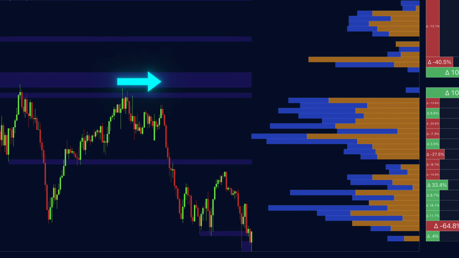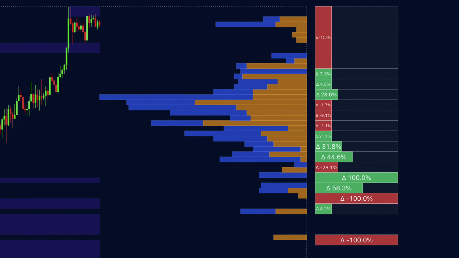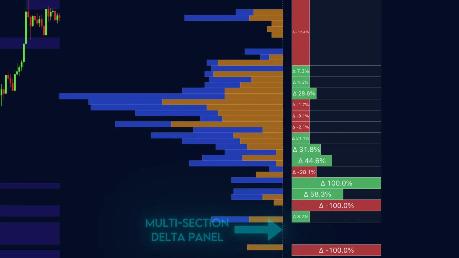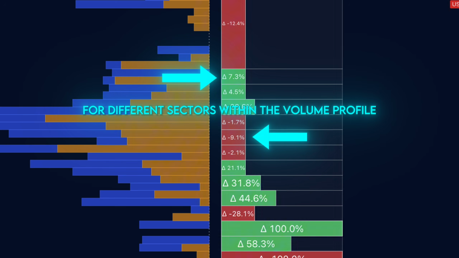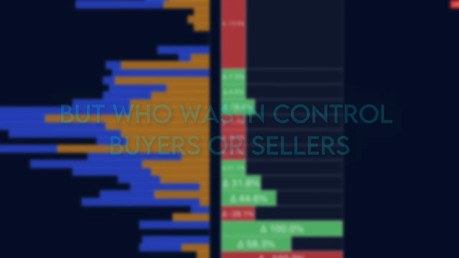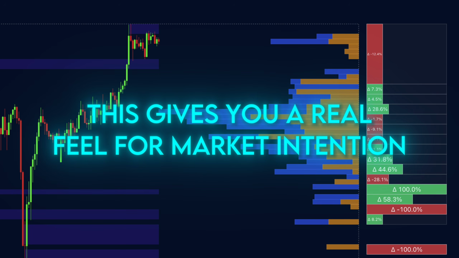If price ever zooms through an area and never fills volume, the market didn't want to trade there, and that's a clue. Another part of the indicator you'll see is a multi-section delta panel, usually shown in a box or panel near your chart. This panel tells you aggregated buy versus sell pressure for different sectors within the volume profile. It's like seeing not just how much volume traded at a level, but who was in control, buyers or sellers. So while price moves, you can see not just how high or low volume was, but whether aggressive buying or selling dominated at each price slice. This gives you a real feel for market intention.